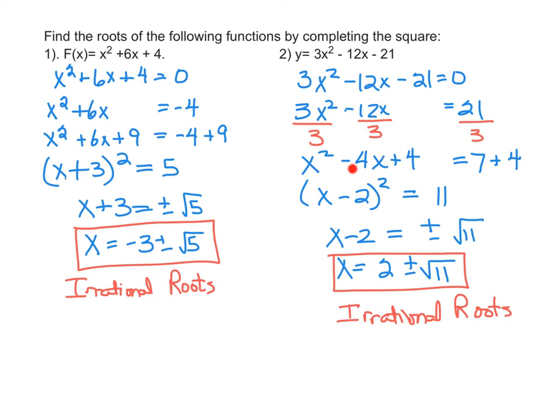Completing the square, I take half of -4, which is -2. -2 squared is +4, so add that to both sides of the equation. Again, that gives me a hint as to what my factors are going to be. Because my half number was -2, my factor is going to be x minus 2 squared. Take the square root on both sides, add 2 to the right, and I get the irrational roots x is equal to 2 plus or minus square root of 11.